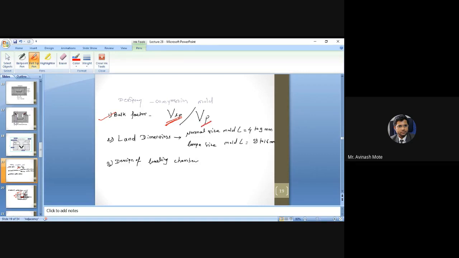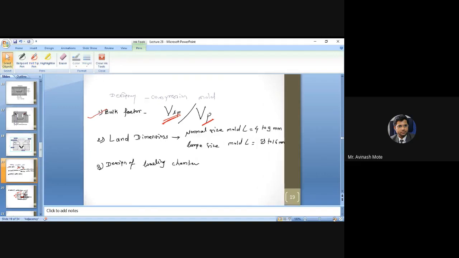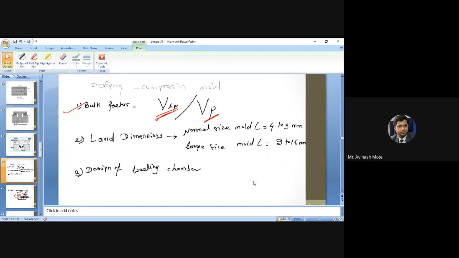Second one was, I'll zoom it. Okay, second one was the land dimension. Okay, in the land dimension we have seen that generally these are the assumptions. If there is a normal size mold, land dimension is considered as 4 to 9 millimeter in length, or in case of a large size mold it is around 9 to 16 millimeter. If nothing is mentioned, you can take the average one.